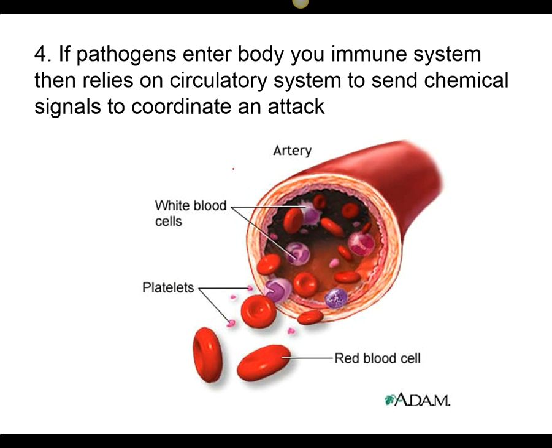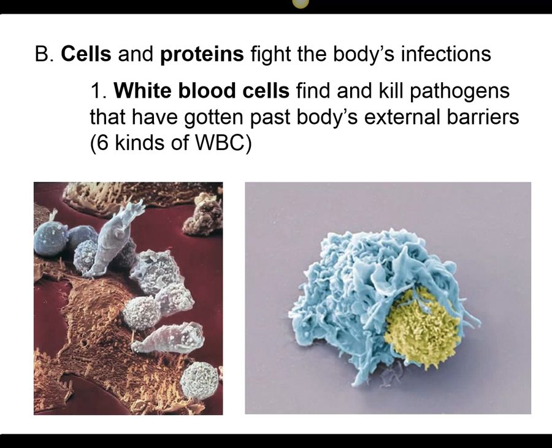So if they do happen to get into your blood, if they break through the first line of defense and they get into our blood, now we've got to go through the second and third lines of defense, and our body has specific mechanisms to do so. And they can send chemical signals that coordinate that specific attack against those pathogens.